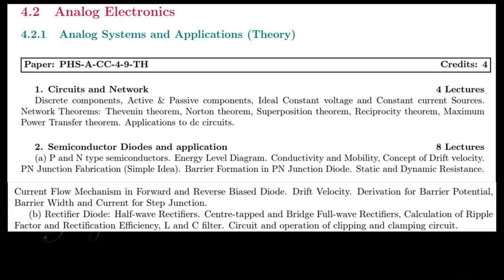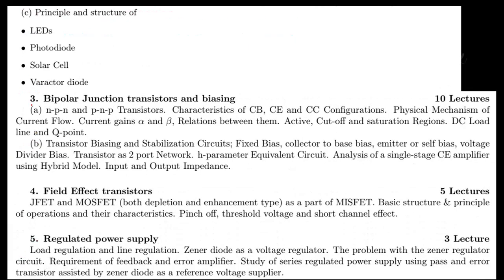You can see this is the syllabus for University of Calcutta BSc fourth semester electronics. This portion, the circuit and network, was discussed in lecture number 1, and diode and application covers lecture number 2 to lecture number 5. Lecture number 6 and lecture number 7 cover the biasing part, and this part we want to discuss in lecture number 8. I think the route of this lecture series is clear.